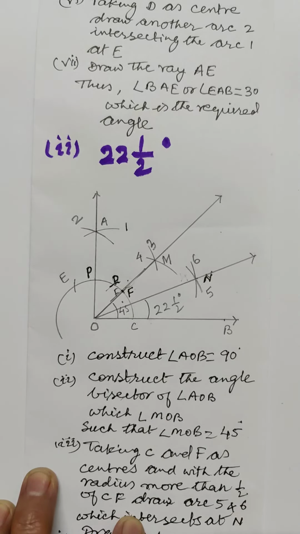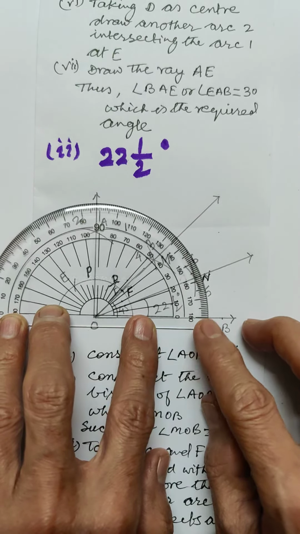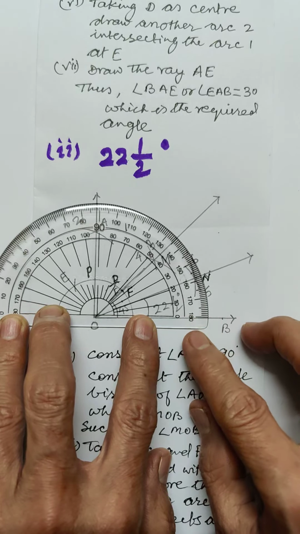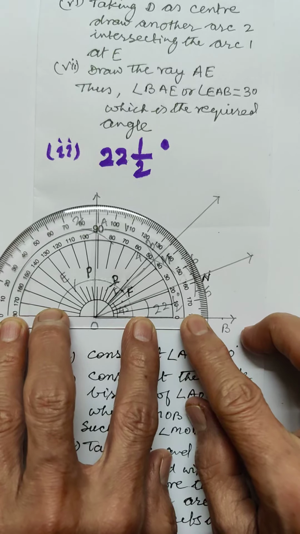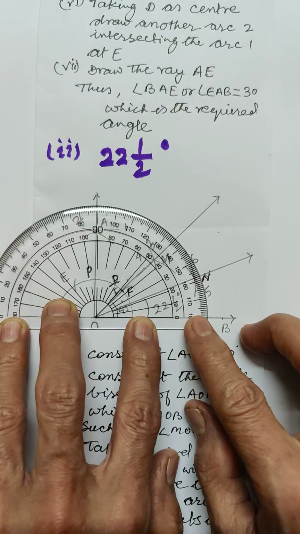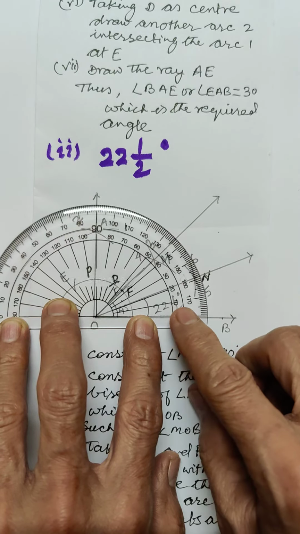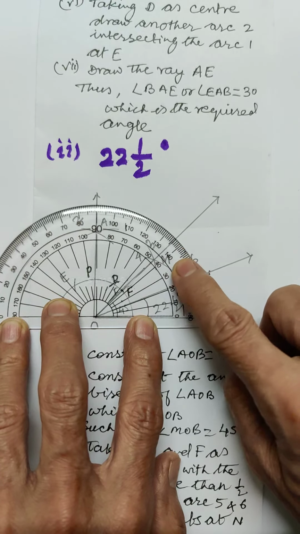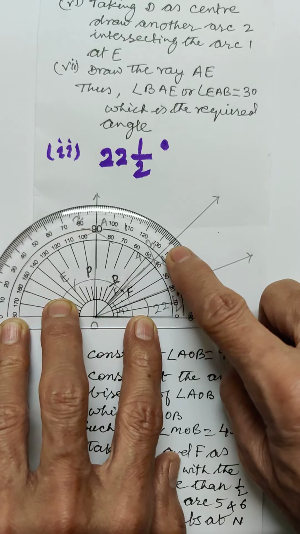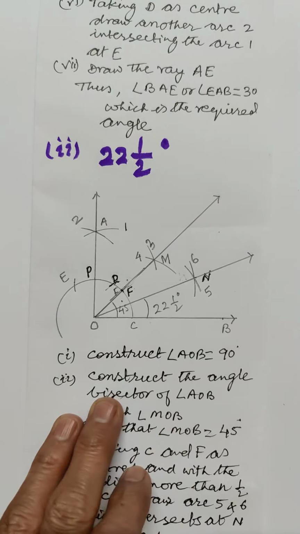Let us check whether it is 22.5 or not. It is 22.5 degree. You can see 22.5 degree. This one is 45 degree. Correct, 45 degree. So our construction is correct.